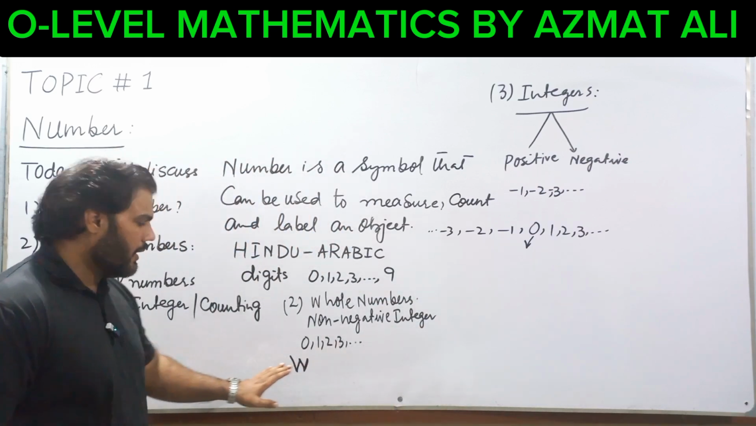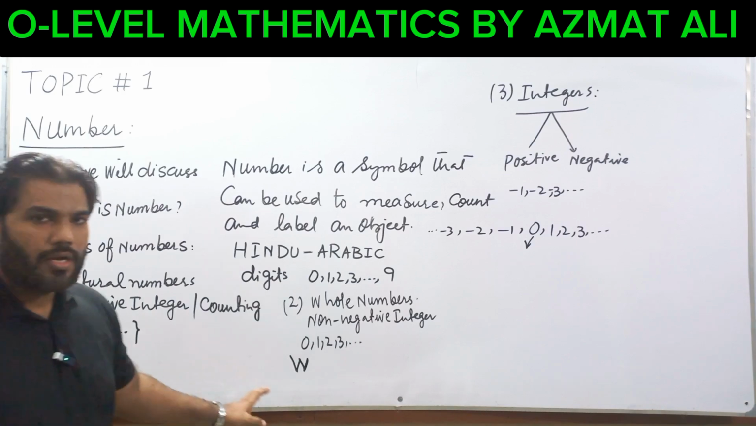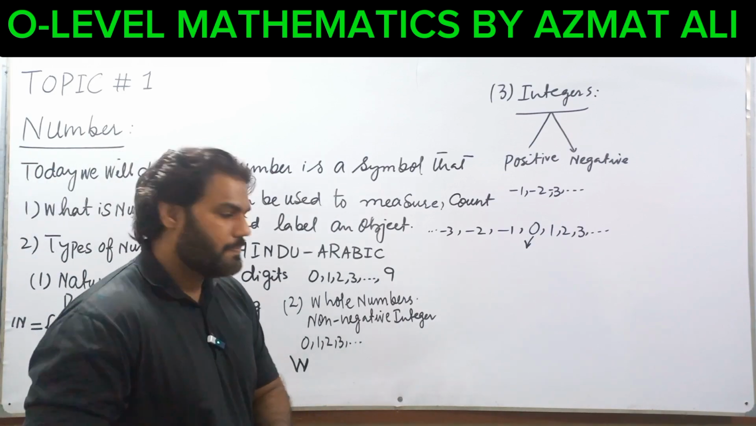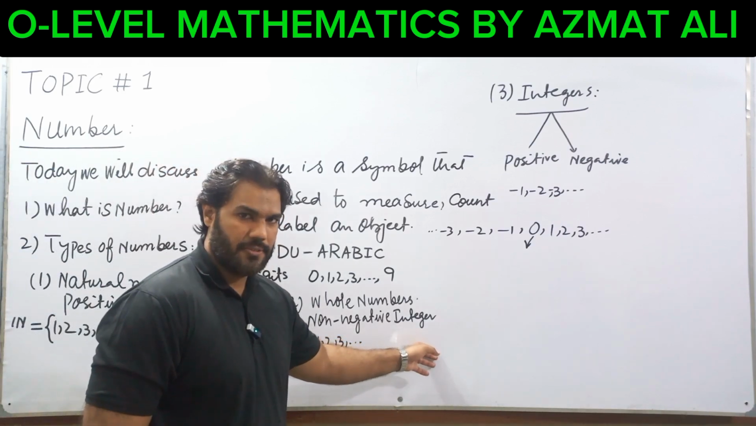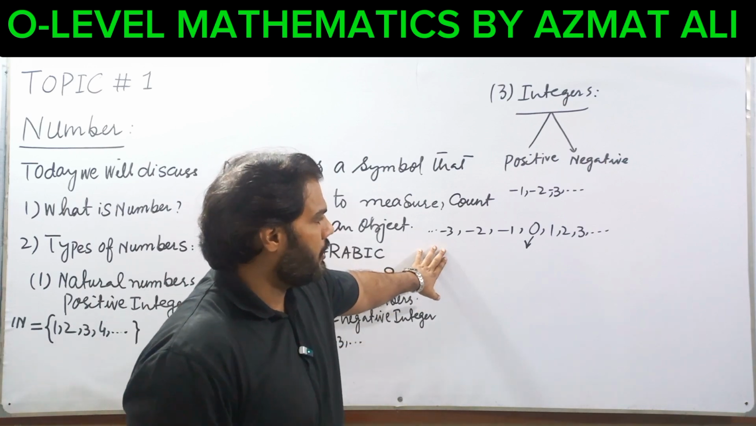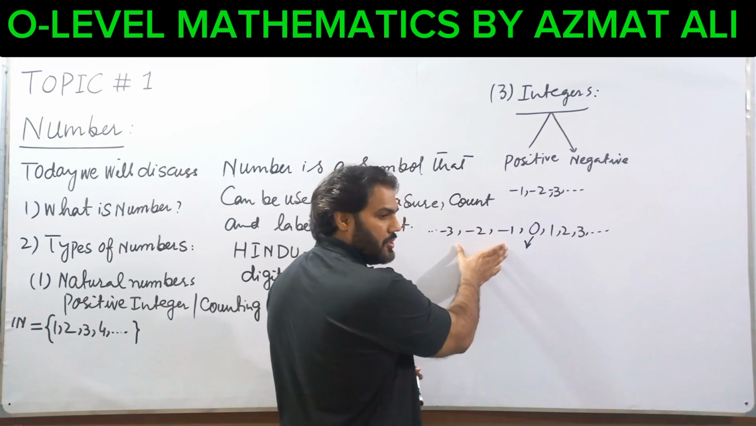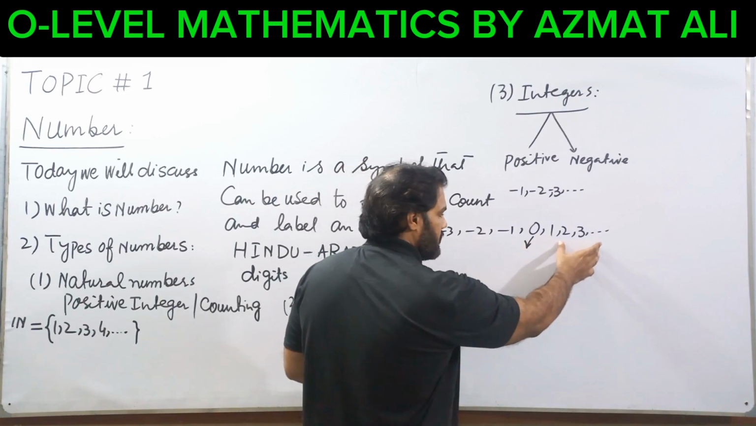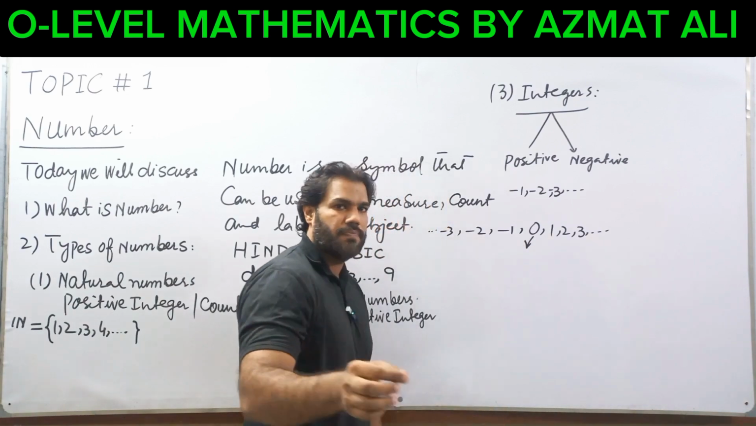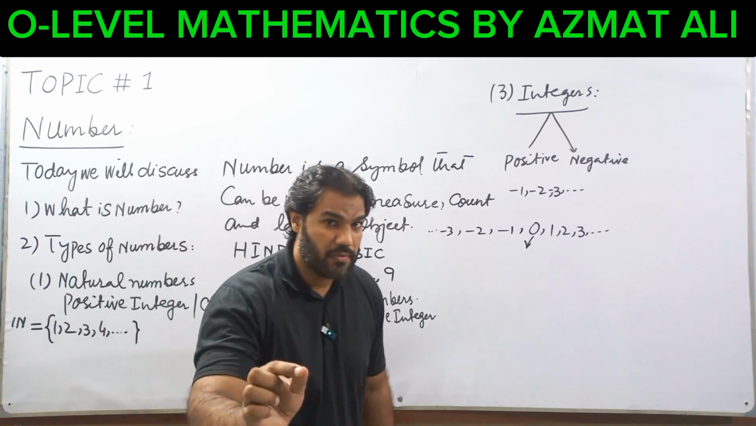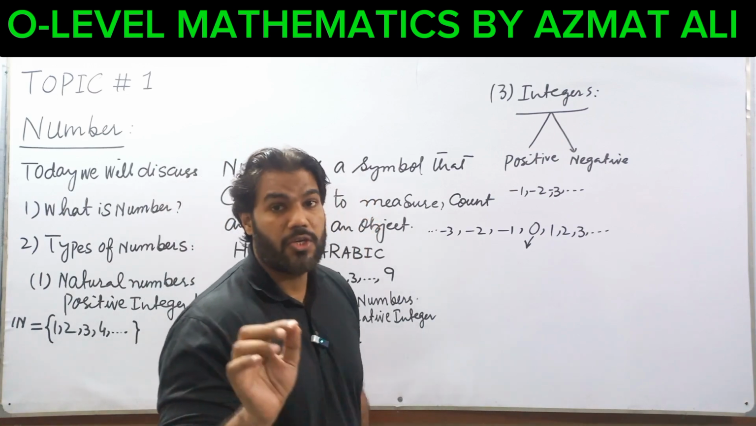Whole numbers and natural numbers are infinite from one side, that is from the right side. So these are the integers. This part of the integers is negative integers, this part is positive integers, and the central number is 0, that is neither positive nor negative. This is a neutral number.